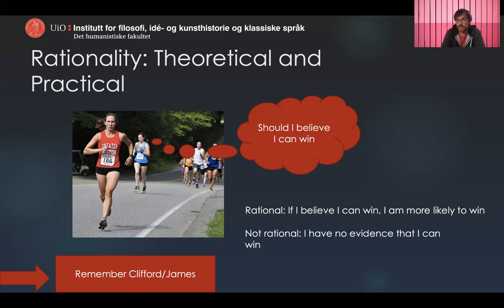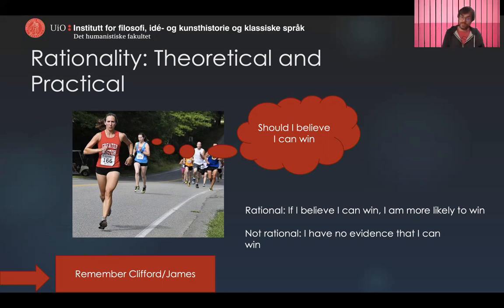I mean, it's rational in the practical sense. That is, you might think that if I just believe very strongly that I can win, I'm more likely to win. So I can use this belief as a tool to win the race. So practically it's rational, but it's not theoretically rational because I know that in the past I have not been very successful at this. I know that I've had sleeping problems lately and I'm not in very good shape. I haven't been training. So I don't have good evidence that I can win.